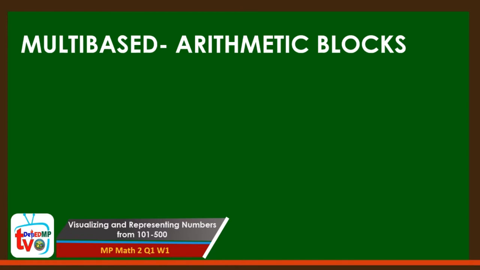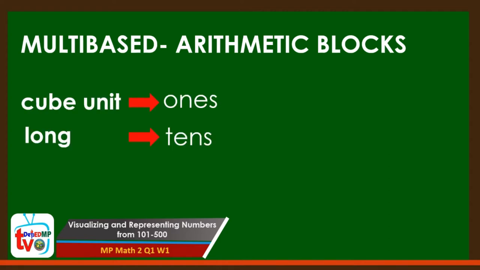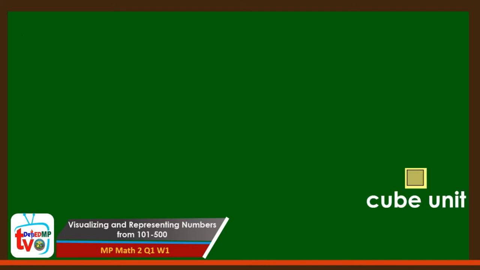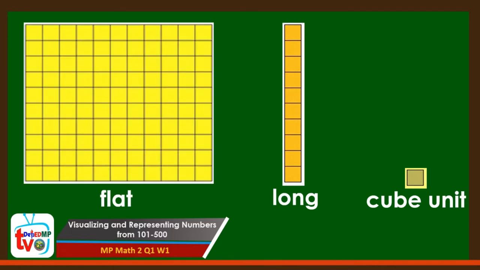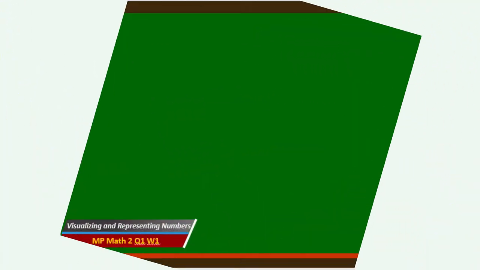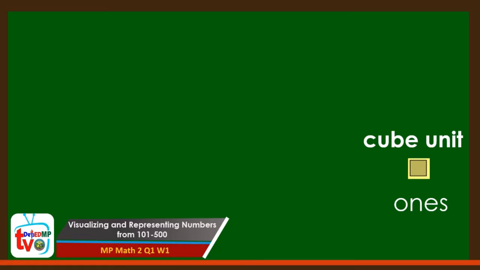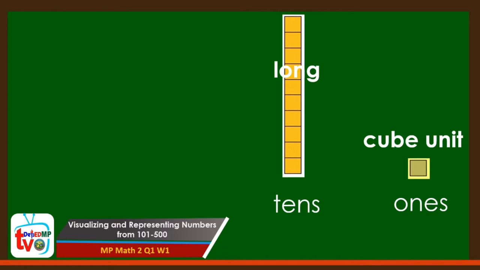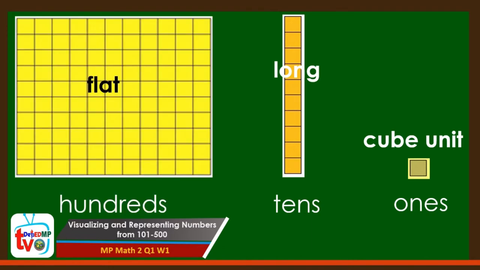Mario, will you explain what are multi-base arithmetic blocks? Yes, ma'am. Multi-base arithmetic blocks are the long, which represents the tens, and the flat, which represents hundreds. So that is the cube unit, that is the long, and that is the flat. Ma'am, is that correct? Very good, Mario. That is correct. So again, the ones is represented by the cube unit. The long represents the tens, and then the flat represents hundreds.